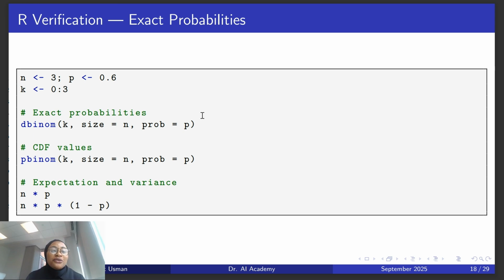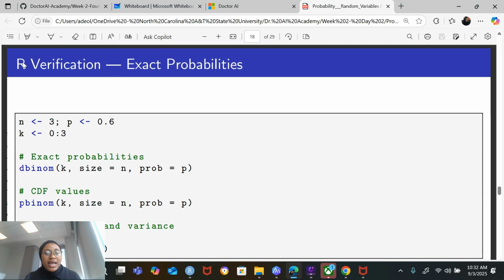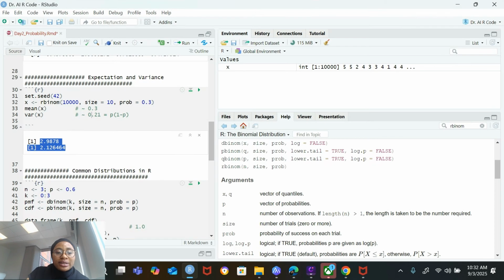So we can use some of these functions that we talked about, like dbinom and pbinom. Okay, so we just need to set our size. We have the algorithm, we have the arguments. Let's go into R and understand that better.